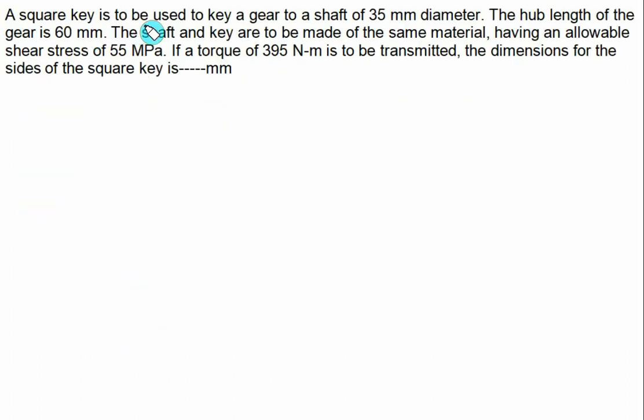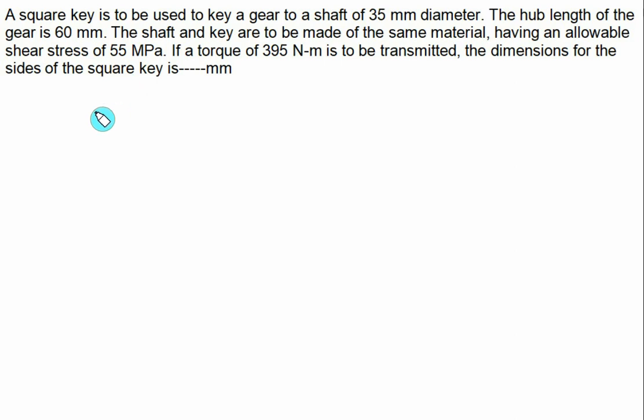A square key is used to key a gear to a shaft of 35 mm diameter. The hub length of the gear is 60 mm. The shaft and the key are to be made of the same material having an allowable shear stress of 55 MPa. That is the value for both shaft and key. Tau is given as 55. A torque of 395 Nm is to be transmitted. You have to find out the dimension of the sides of the square key.